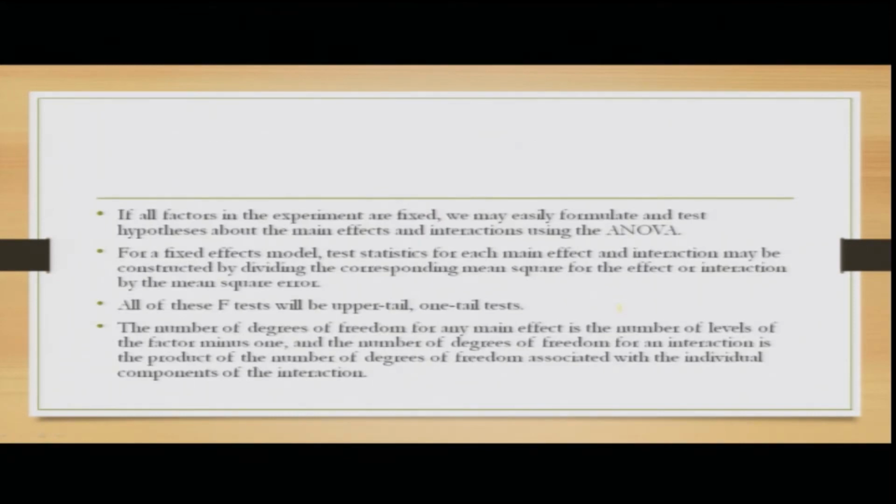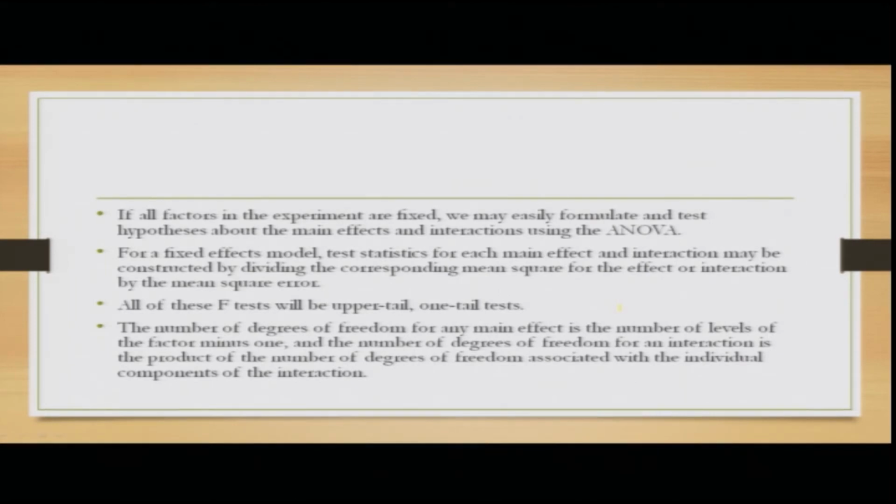If all factors in the experiments are fixed, we may easily formulate and test the hypothesis about the main effects and interaction using the ANOVA model. For a fixed effect model, test statistics for each main effect and interaction may be constructed by dividing the corresponding mean square for the effect or interaction by the mean square error. So, all these F tests would basically be upper tail or one-tail tests, either greater or smaller depending on the problem formulation which you have done, but not in between.